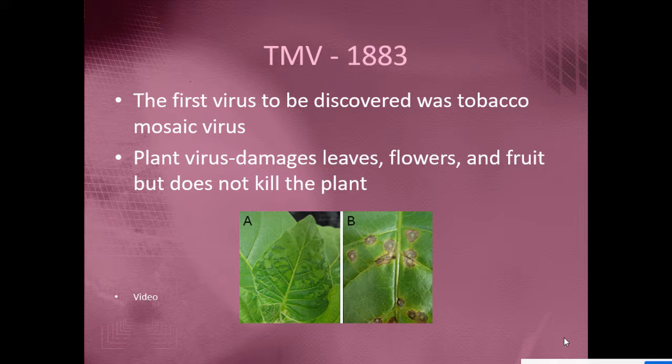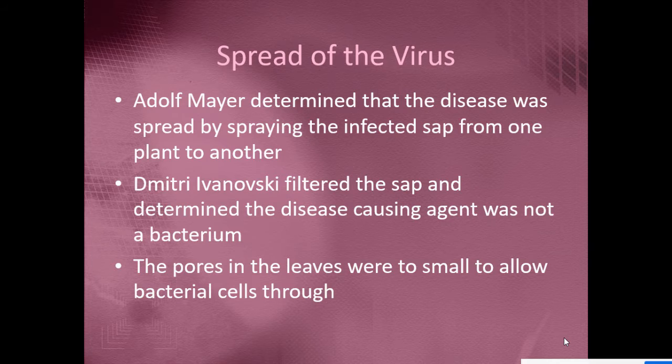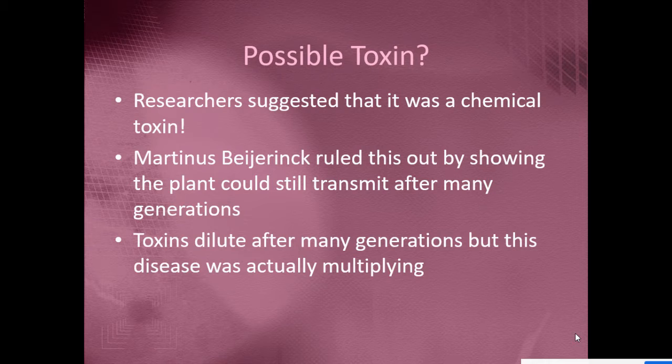All right, so there's just a little history lesson for you. So the spread of the virus. Adolf Mayer determined that the disease was spread by spraying the infected sap from one plant onto another. Dmitry Ivanovsky filtered the sap and determined the disease-causing agent was not a bacterium. So up to this point, they were really used to just seeing these little bacteria causing diseases. But the pores in the filter were too small to allow bacterial cells through. So a virus is even smaller.